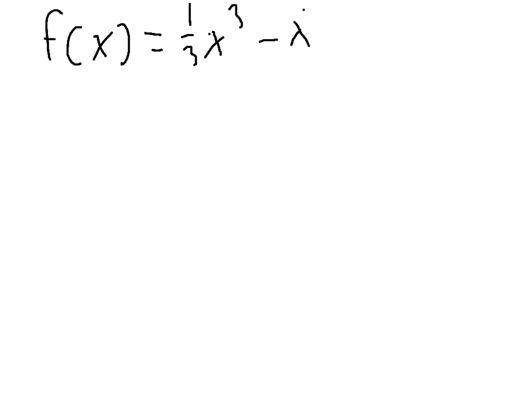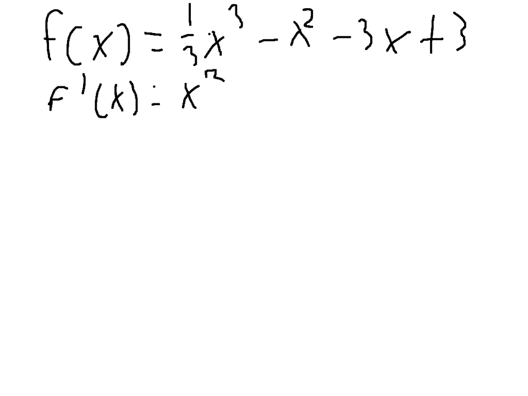So I'm going to take a function as an example. So f of x equals 1/3 x cubed minus x squared minus 3x plus 3. So then f prime of x would equal x squared minus 2x minus 3.